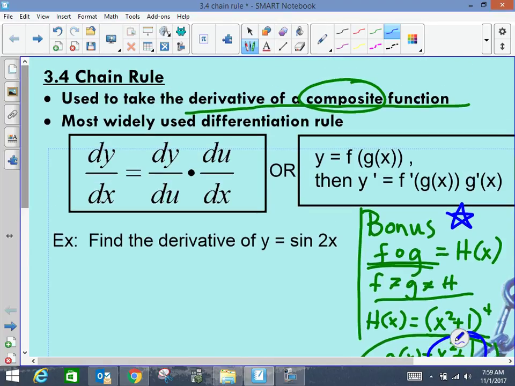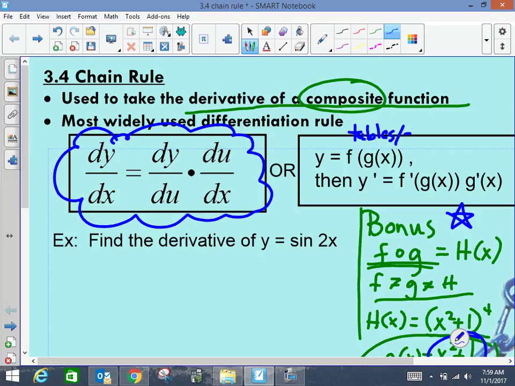So let's take a look at the chain rule here. This is the one we're going to focus on right now. We'll do this one next class, when we're doing tables and charts. We'll use the formula, and this is one we will use most of the time, just because for me it's easier to explain, quite honestly.